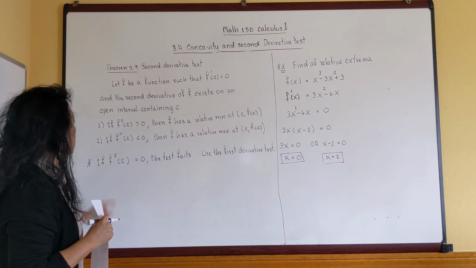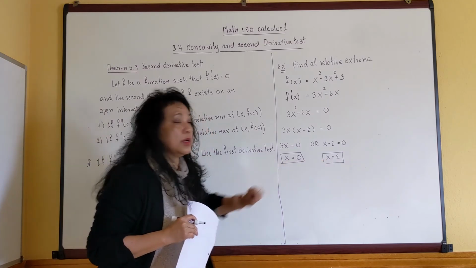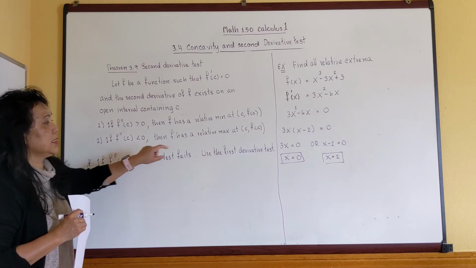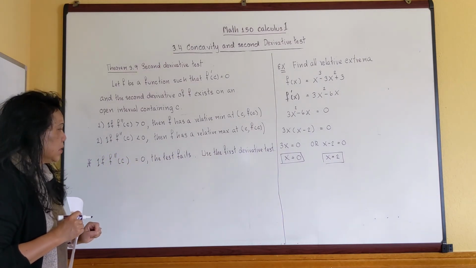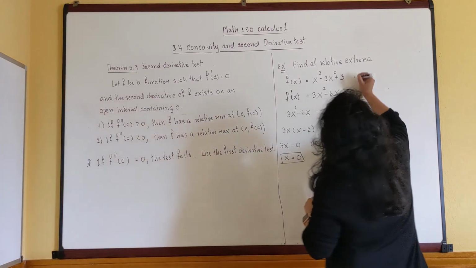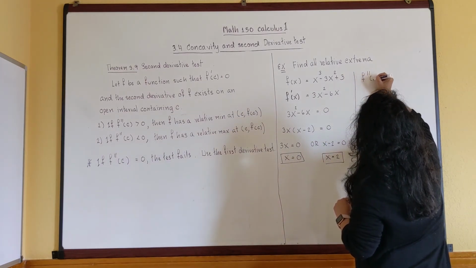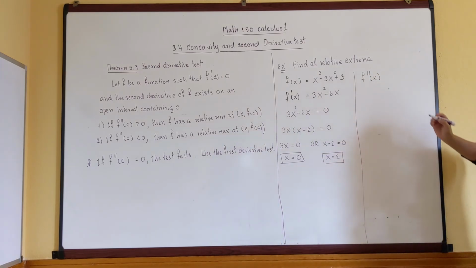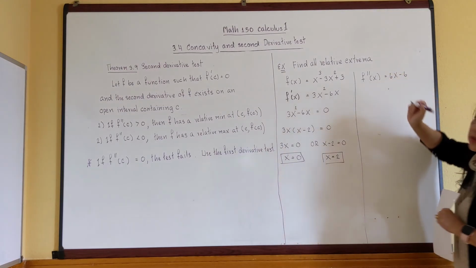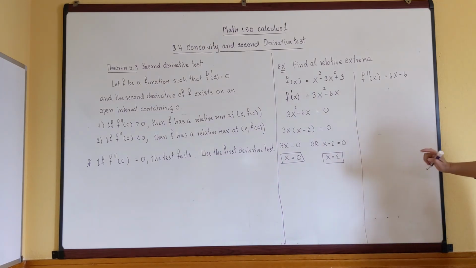Alright, next step I'm going to take the second derivative and plug in my c. I have two of them now, 0 and 2. If it's greater than 0, it's relative min. If it's less than 0, it's relative max. If it is equal to 0, then I have to use the first derivative test. Right? So let's do that. I'm going to take the second derivative. From here, I would have 6x minus 6. Then I have to plug in the 0 and then the 2.